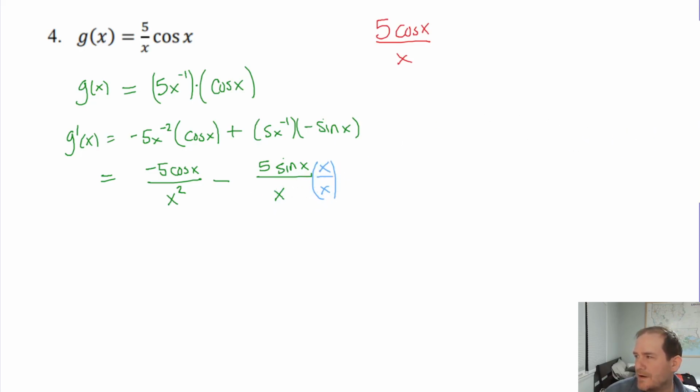So from there, I'm going to stick to the green, I guess. You would now have a big old fraction whose denominators are both x squared. So the denominator is x squared. In the numerator, you got a minus 5 cosine x. And we're going to take away from that this thing, which will end up being 5x sine x.